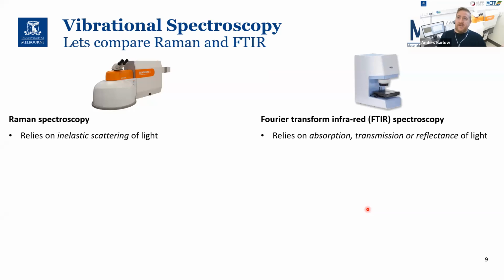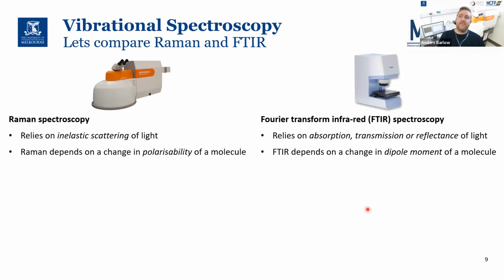So as we've already said, Raman spectroscopy relies on the inelastic scattering of light, whereas typically FTIR will rely on the absorption, the transmission, or the reflectance of light. Raman depends on a change in the polarizability of a molecule, changes in bond lengths typically. FTIR depends on a change in the dipole moment of a molecule.